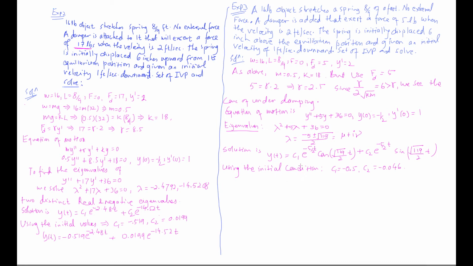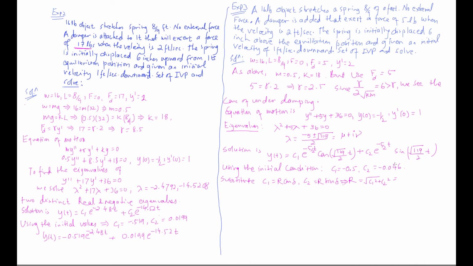Now we want to see how it looks if we change this into the phase amplitude form. Do you remember we substituted C1 equals R cosine delta and C2 equals R sine delta? If you do that, what do you get? You will get basically R equals the square root of C1 squared plus C2 squared.